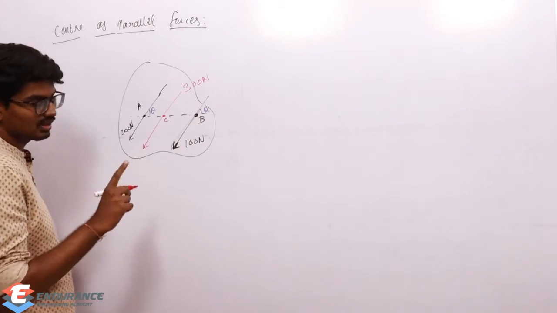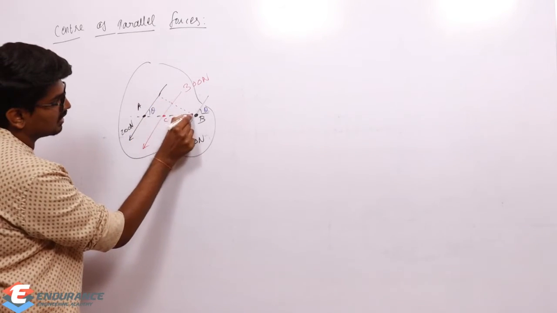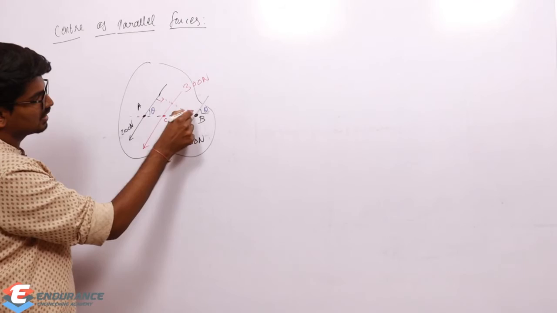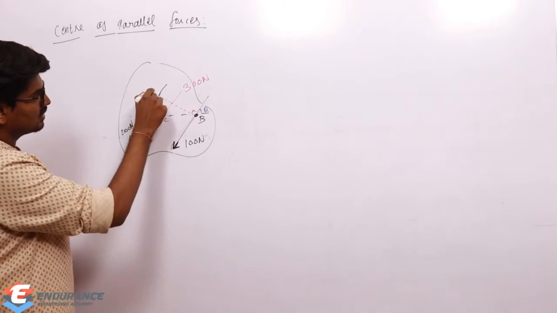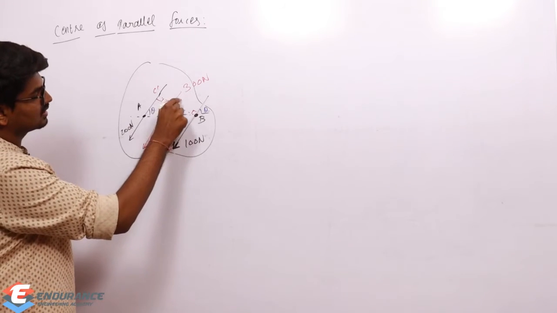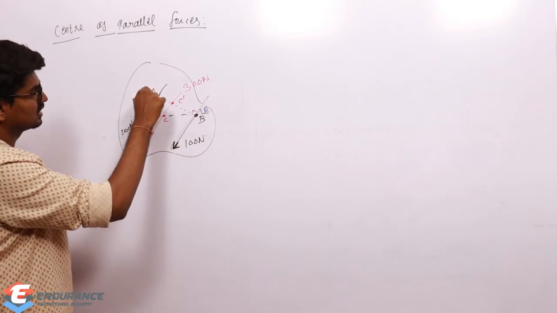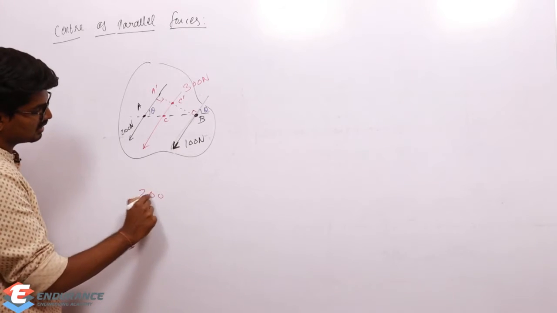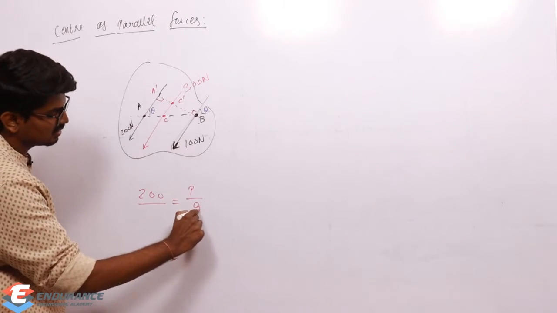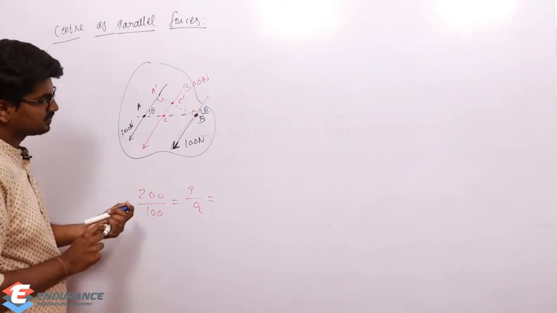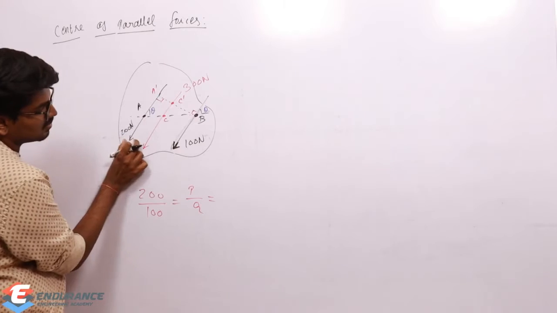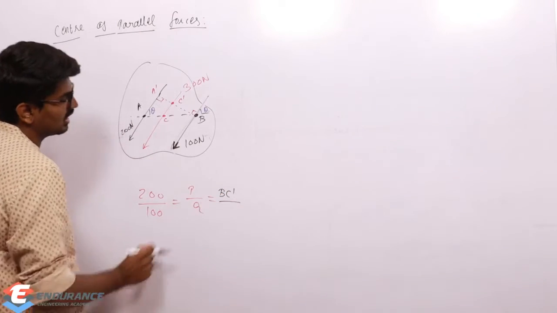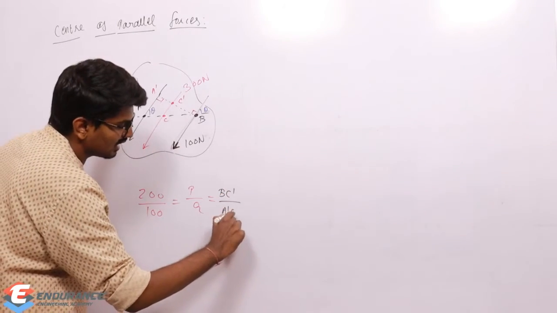Again, simply we know that for parallel lines only. So if I draw a line like this, perpendicular to force P, and again this is perpendicular to force Q also. So obviously I will take this as B, this as C dash, this as C dash, and this as A dash. If I do that, what can I say? I can write 200 by 100, which is nothing but P by Q, which is going to be equal to, for P I need to use the inverse ratio, so B C dash by, for Q, A dash C dash.